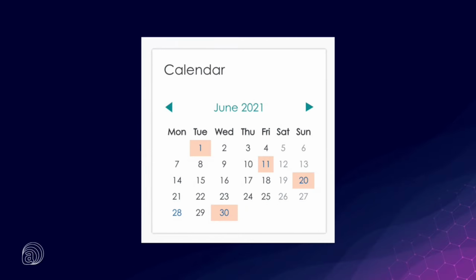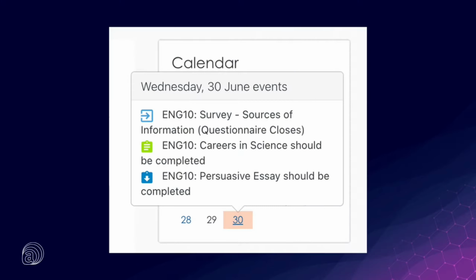First, you have the calendar. The calendar highlights important dates that have deadlines or expected completion dates. Hover over highlighted dates to see an overview of the activities and assessments due for completion on that day. You may also click the date itself to have a complete view of all the activities and assessments you need to accomplish on that day.